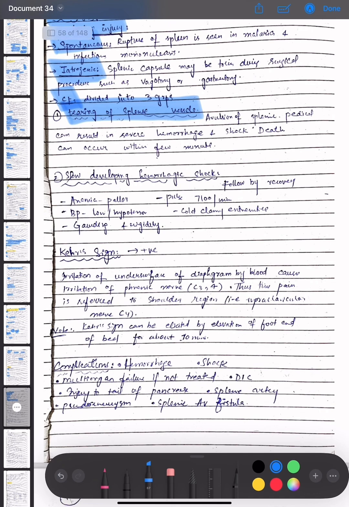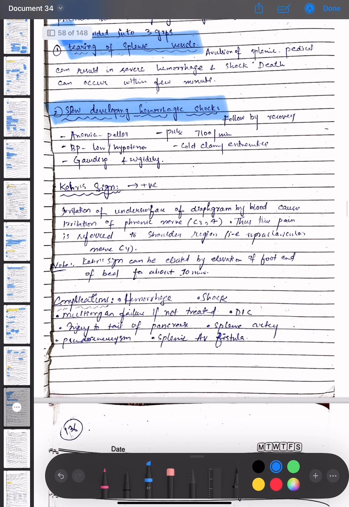The second one is slow developing hemorrhagic shock followed by recovery, anemia, pallor, pulse 71 per minute, BP low or hypotension, cold clammy extremities, and guarding and rigidity.